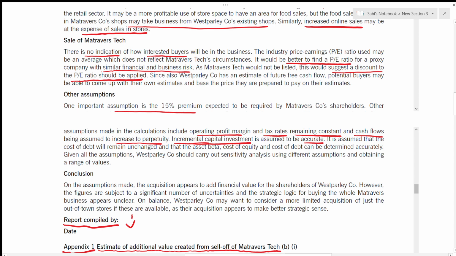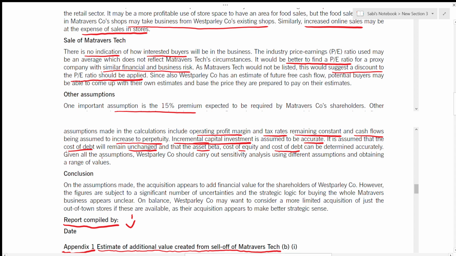It is assumed that the cost of debt will remain unchanged, and asset beta, cost of equity, cost of debt can be determined accurately. You have to mention this whenever you are using this kind of information where you are using asset beta, cost of equity, cost of debt. Just write under the assumption that it is determined to be accurate. Given all the assumptions, Westpac's company should carry out sensitivity analysis using different assumptions and obtaining a range of values.